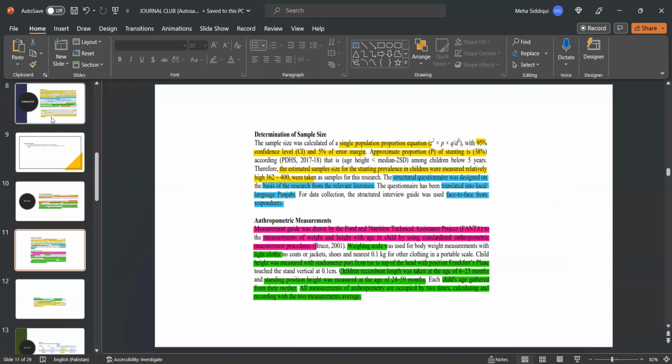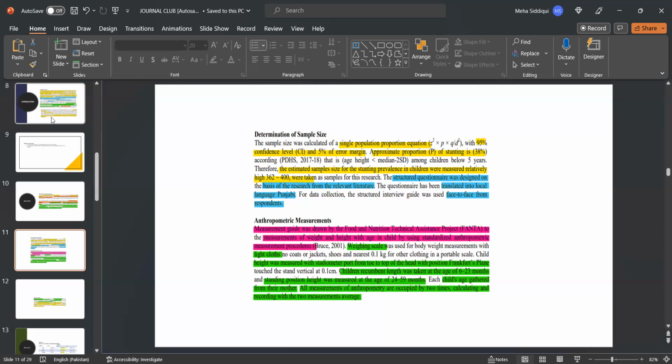Then determination of sample size. It was calculated with a single population proportion equation with 95% confidence level and 5% margin of error, and an approximate proportion of stunting of 38%, that is height less than -2 standard deviations from the standard among children below 5 years. So the estimated sample size for stunted children was around 362 to 400, and it was so taken.